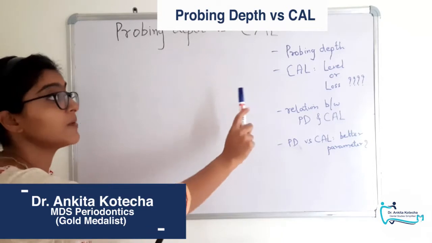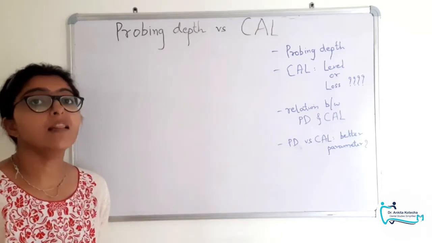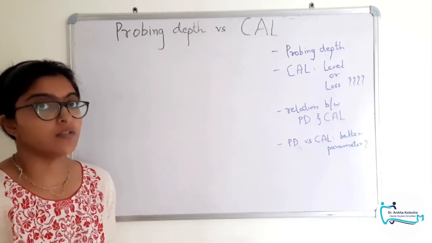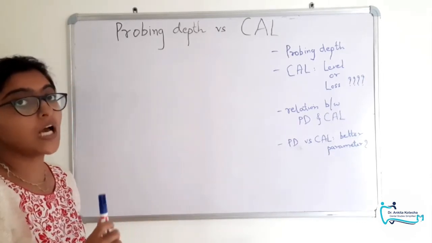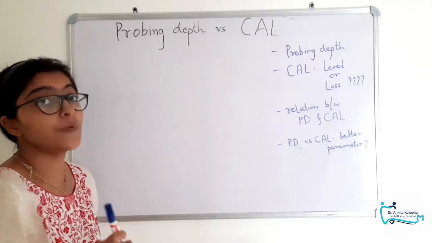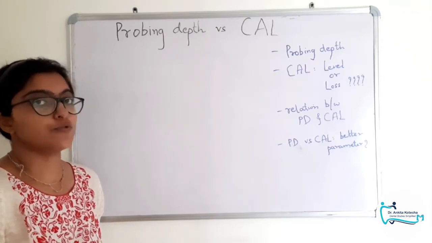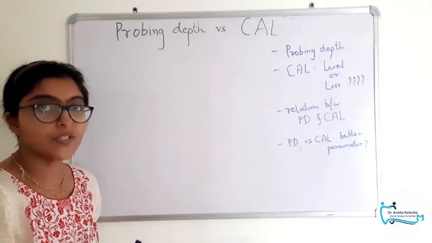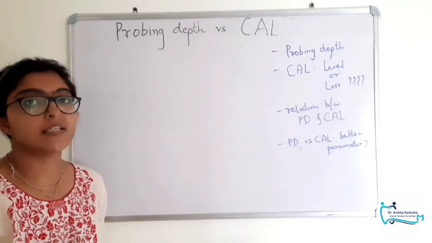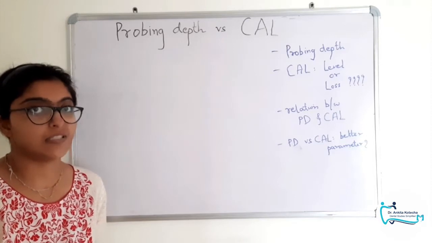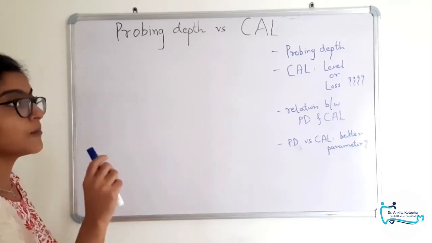CAL, because we have an important question to answer. L stands for level or loss. I'll discuss this topic under the following questions: probing depth and how to measure it, clinical attachment level or loss and how to measure it, what is the relation between both the parameters, and final concluding remarks, which is the better indicator of the periodontal disease activity. So the first point is probing depth.